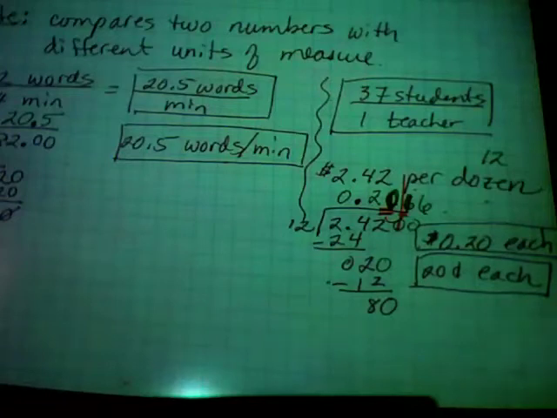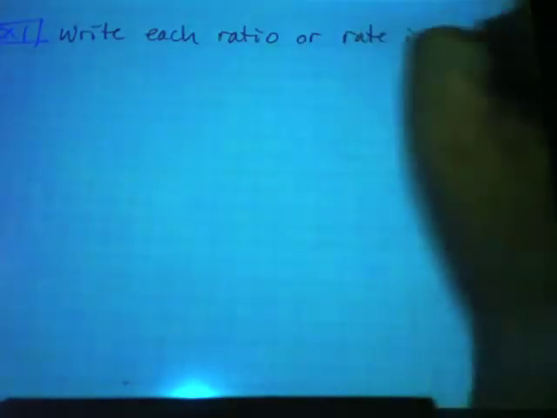All right, so can I flip that? Or take it away, I guess. Take it away. All right, example 1. Those were just illustrations. Try this on your own now. Write each ratio or rate in simplest form.